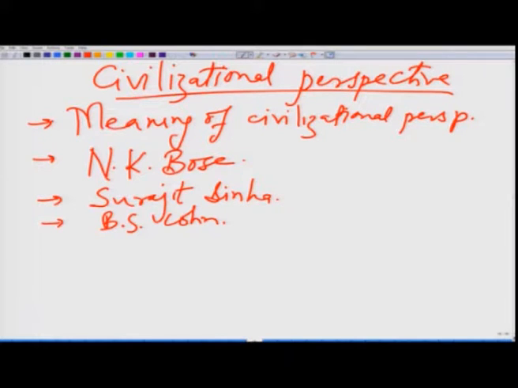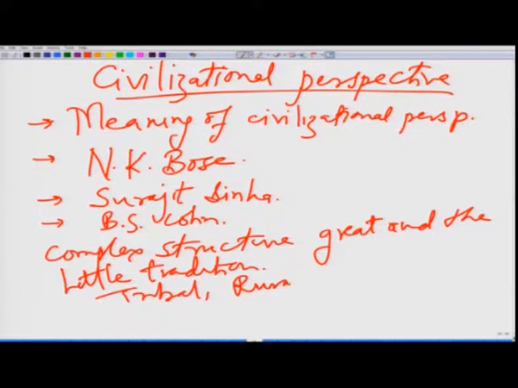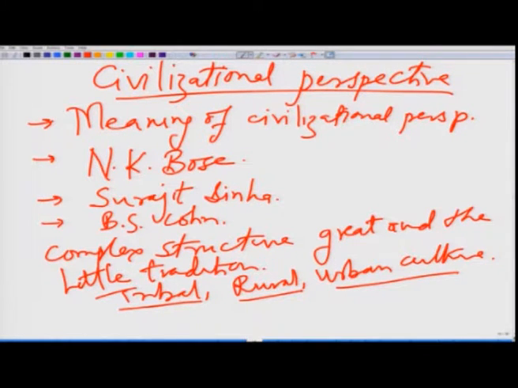Now, to be more crisp and clear about this perspective, the civilizational perspective stresses the complex structures of the great and the little traditions. It includes the study of the tribal, the rural and the urban culture. So, in that way, it tries to cover the entire Indian society, the tribe, the rural and the urban, which are seen as the distinctive features of Indian society.